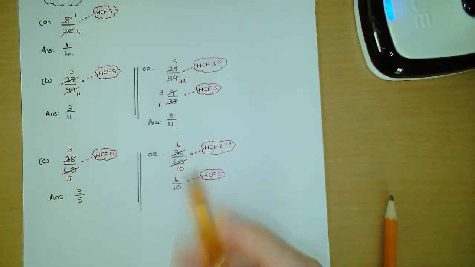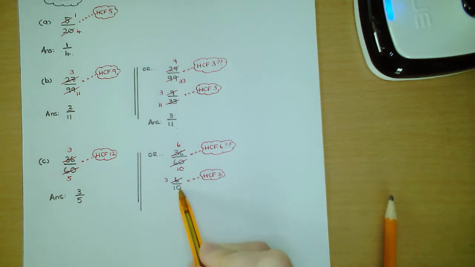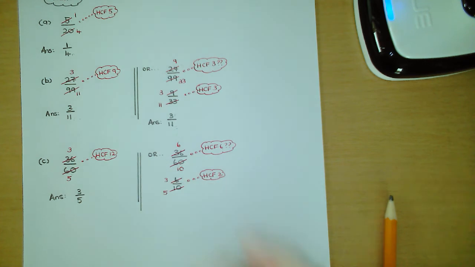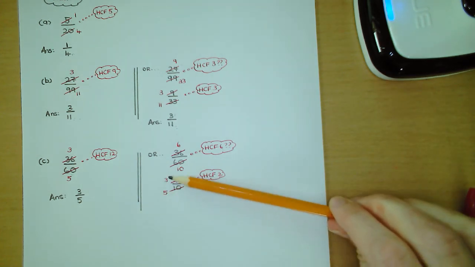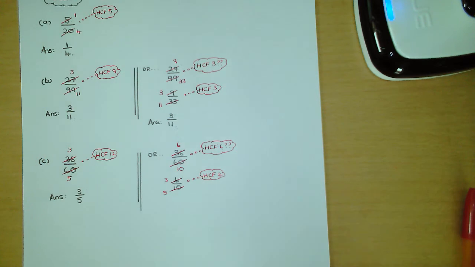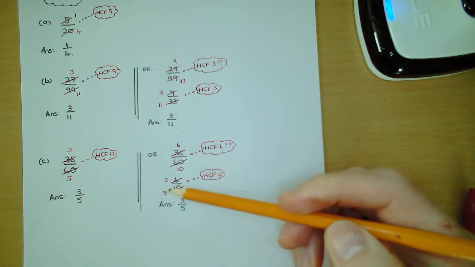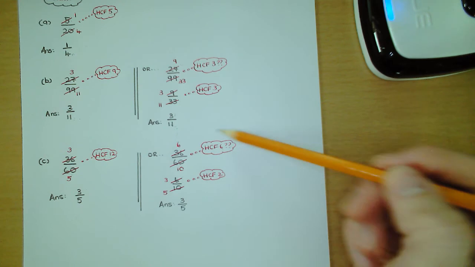So divide the numerator by 2, we'll get 3. And divide the denominator by 2, we'll get 5. And again, we're now left with a fraction that is fully cancelled because the largest number that goes into 3 and 5 is just 1. So our answer is 3/5.